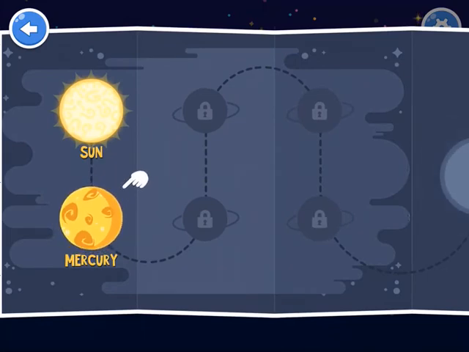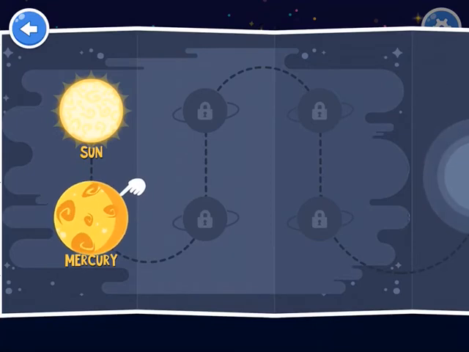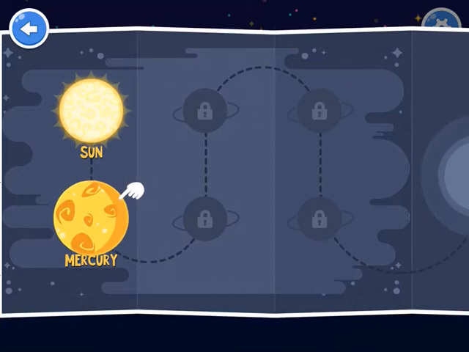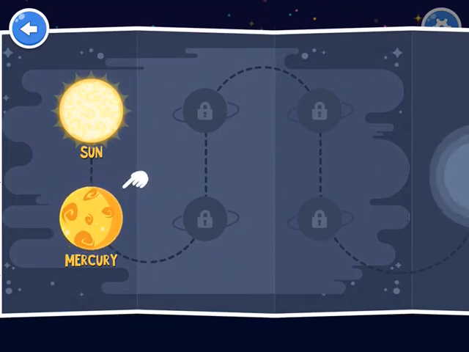In the map, when you first open it, it'll mostly be empty with those little lock symbols on most of the spots. But you'll see the sun. My screen also has Mercury because I already did the sun activity. But at first, you will probably only see the sun as a choice. So I'll show you what to do when you see the sun.